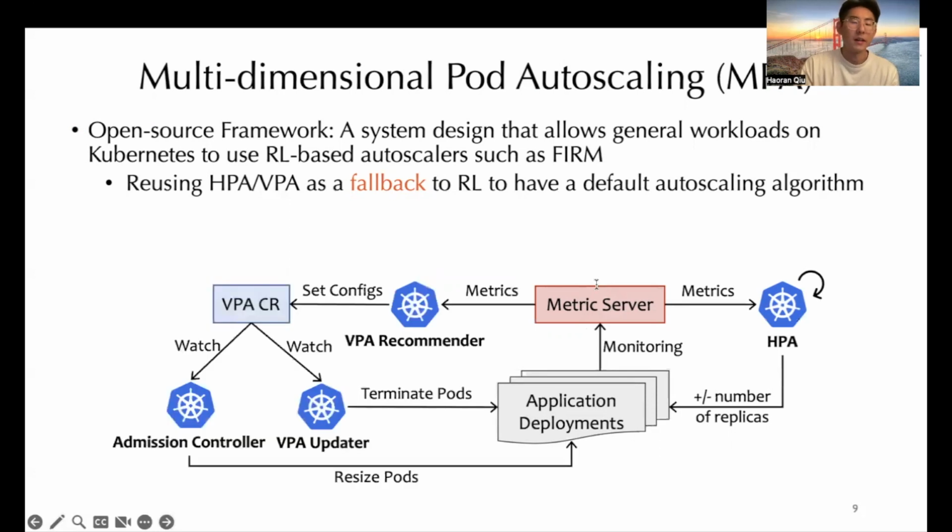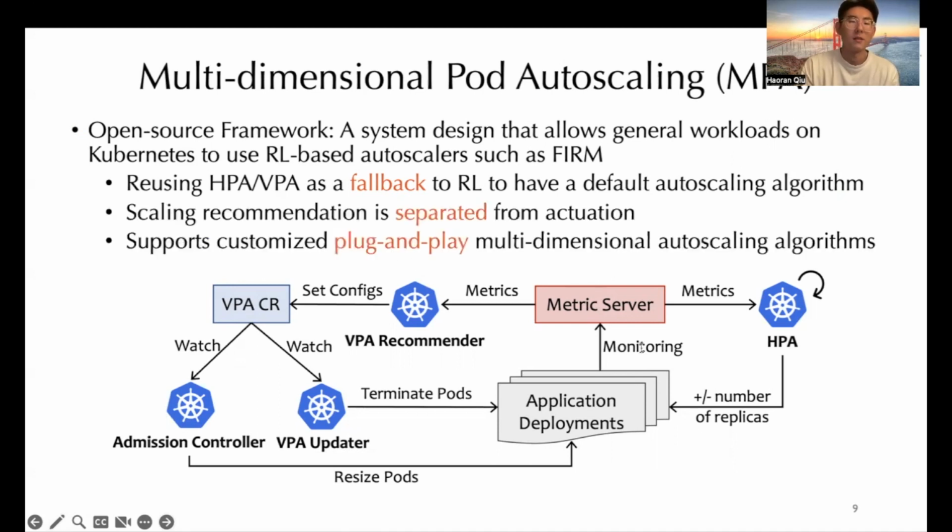And VPA has a custom resource definition, or CRD, on scaling specs and status, and then creates 3 controllers. The recommender controller sets the scaling recommendations based on the observed metrics, and the VPA admission controller and the updater watch the VPA CR object to set the vertical scaling configurations. The design of MPA follows a similar style to VPA that separates scaling recommendation from actuation, which supports customized plug-and-play multidimensional autoscaling algorithms such as IO.